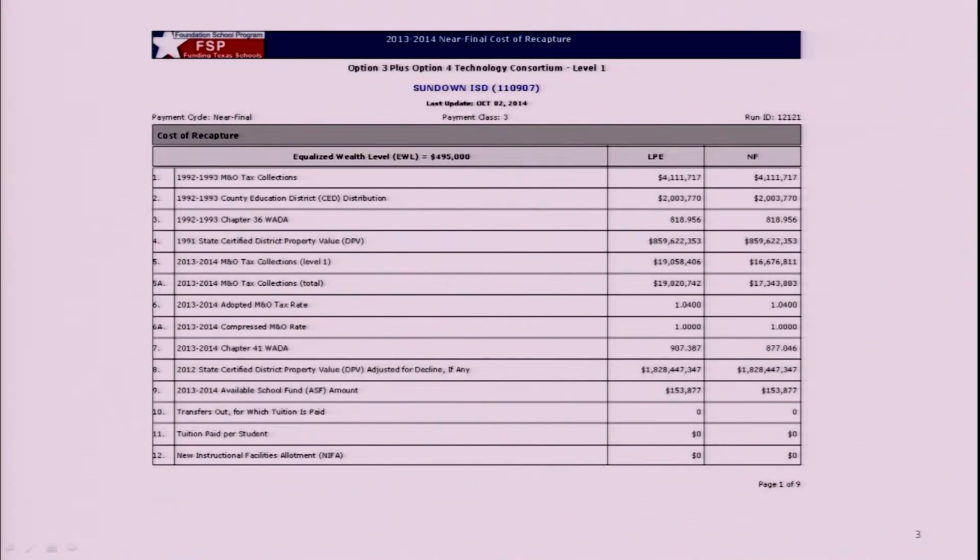That's the first page of the calculations, and that's where they're drawing data in to do the calculations. I want to call your attention to this area here. You can see that we go back to 1991 certified prior year values. We go back to 1992-93 WADA, and that's because there was a hold harmless that was put in place. For every district, this calculation happens, and it goes into great detail, lots of math. It's very complex when it doesn't need to be. Recapture can be done a lot simpler than what it is.